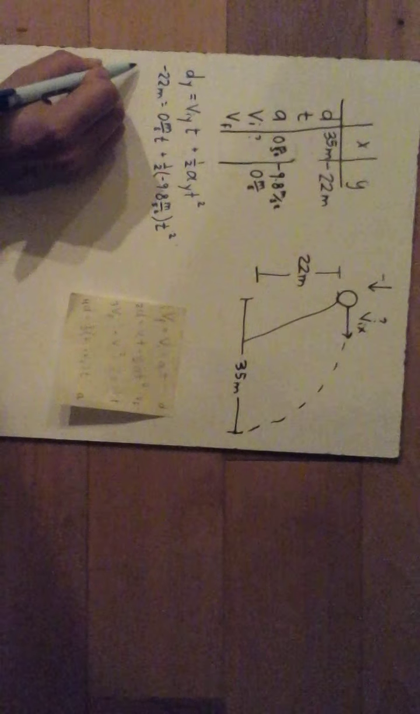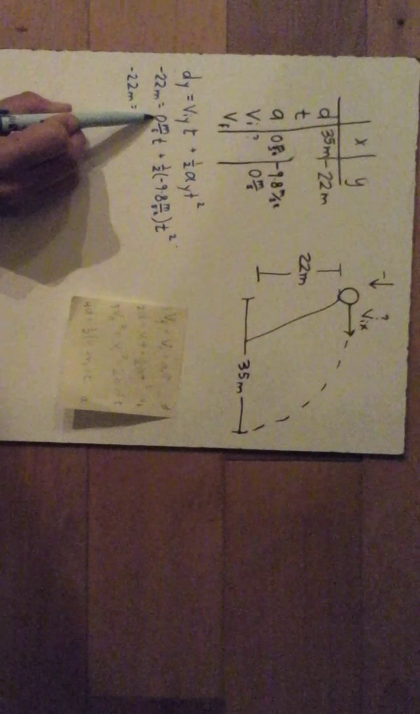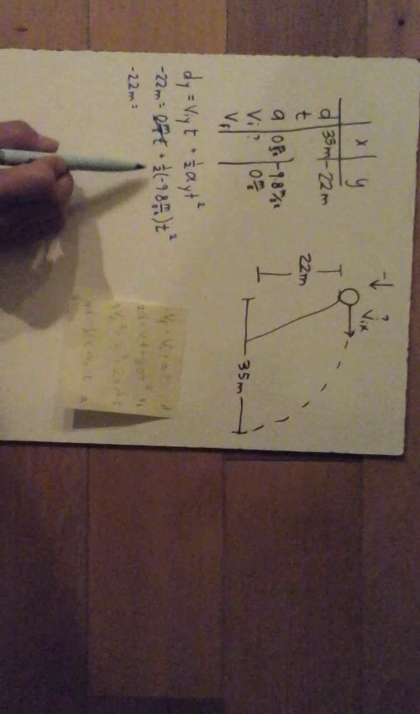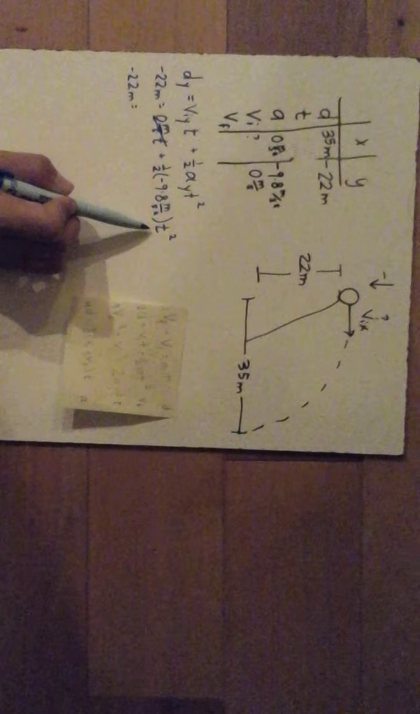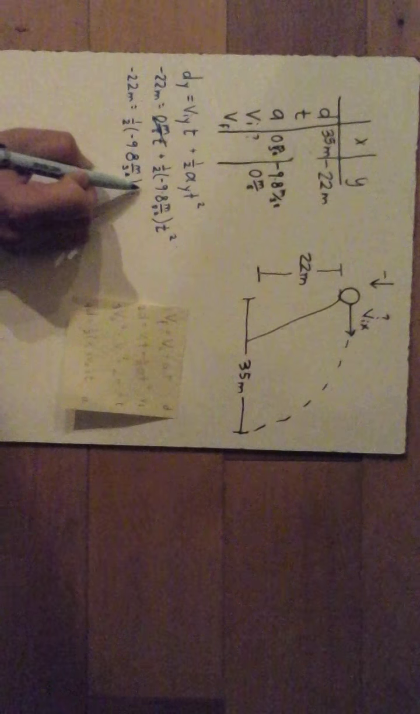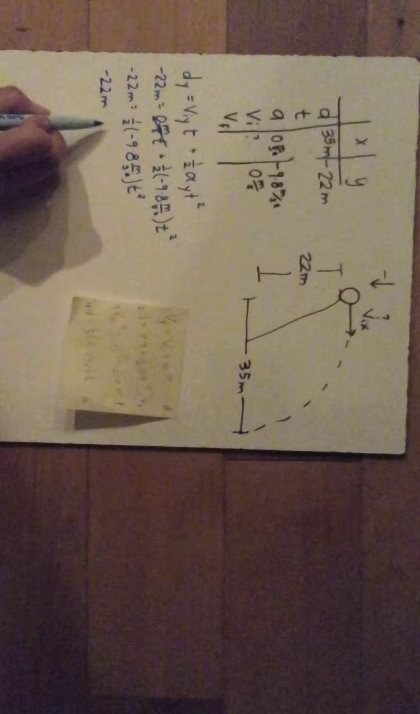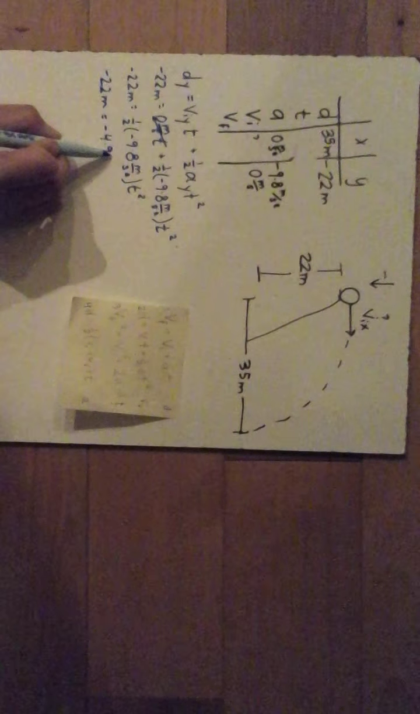Now what I have to do is go through and simplify this equation. Lucky for us, this part here is all going to end up being 0. 0 times anything is just 0. So I'm going to forget about this part of the equation, and I'm only going to focus on 1/2 at squared, which means I only have one unknown variable. To simplify this even more, I know that 1/2 of negative 9.8 is negative 4.9.